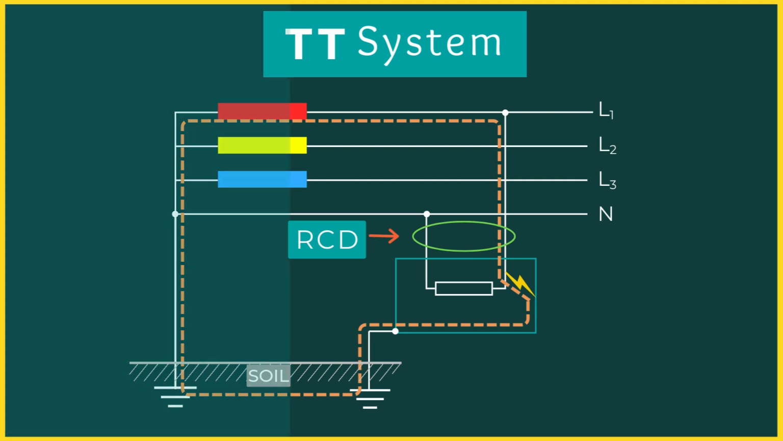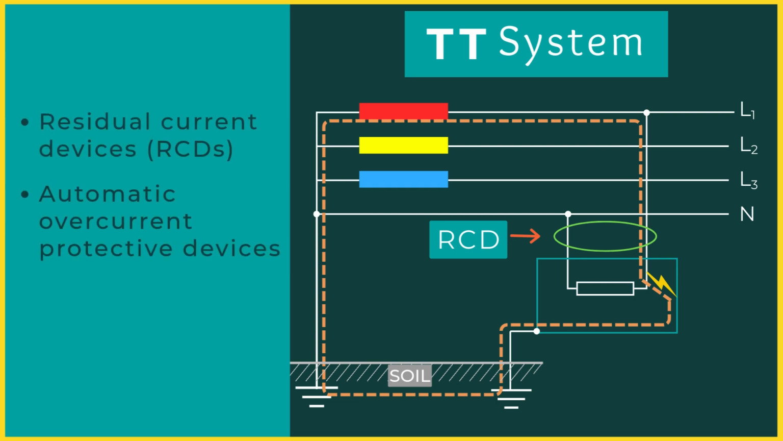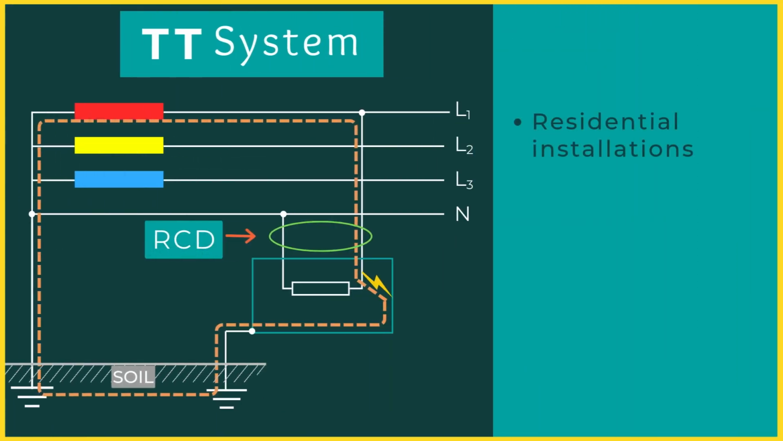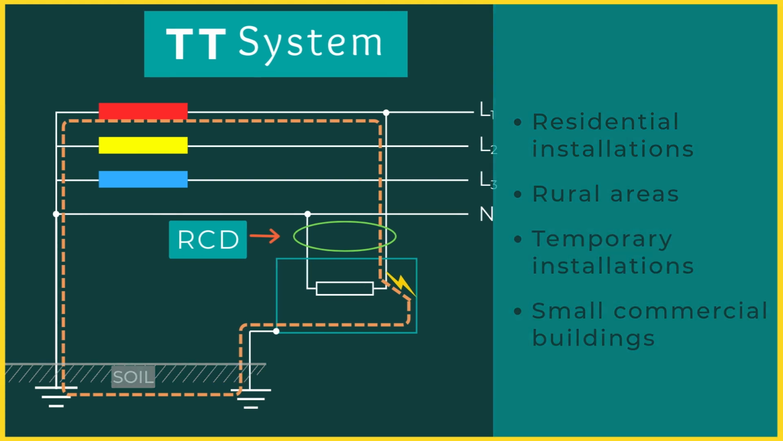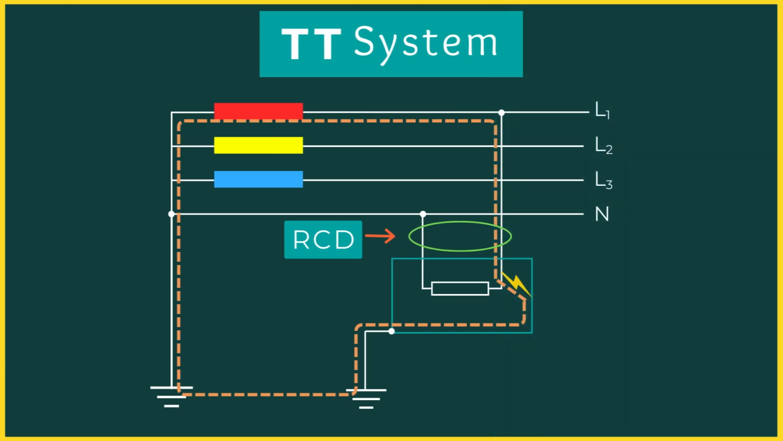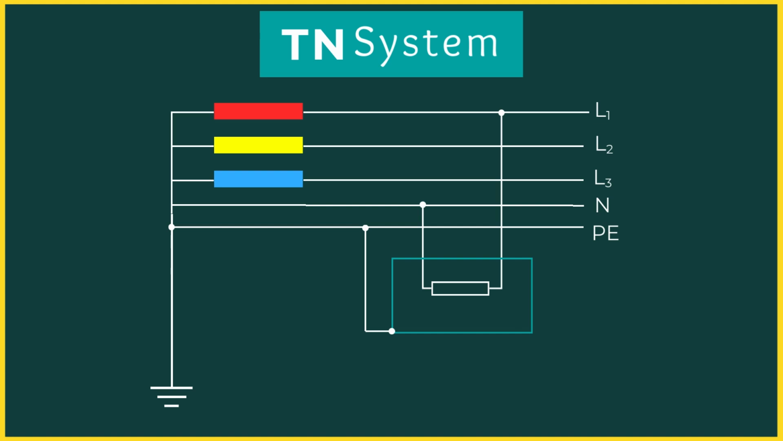According to the IEC standard, protection against electric shock in TT systems may be achieved using residual current devices or automatic overcurrent devices, complying with the required disconnection times. TT systems are commonly used in residential installations, rural areas, temporary installations, and small commercial buildings. Now let's contrast this with a system where the earth fault current is intentionally made much higher. TN system, the most common in industry.